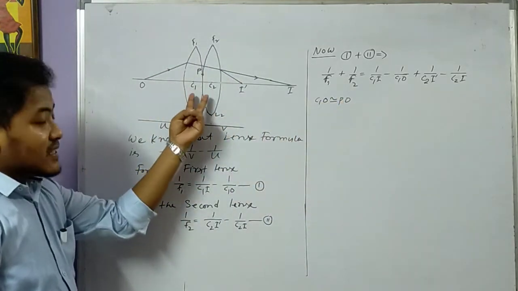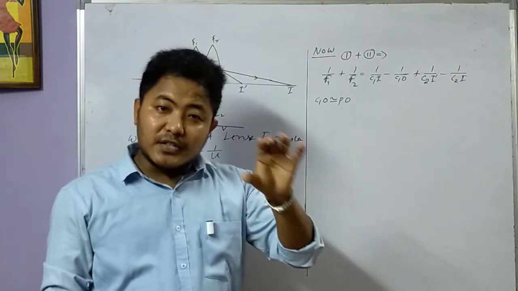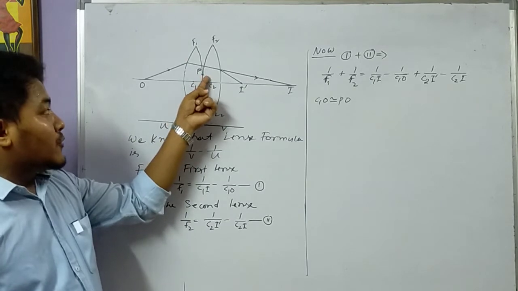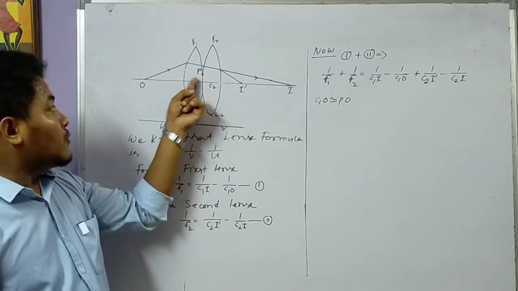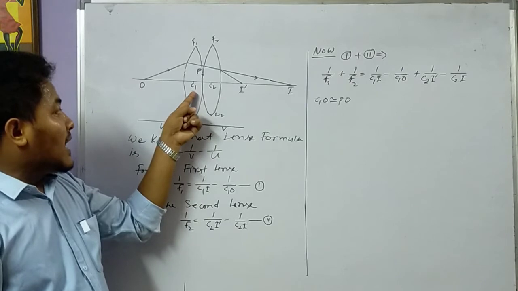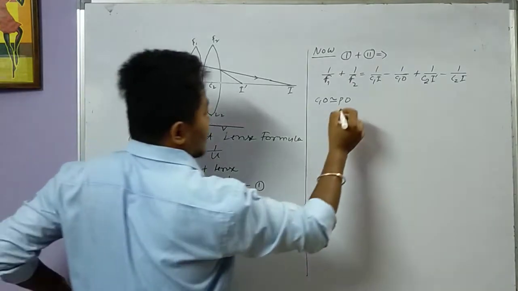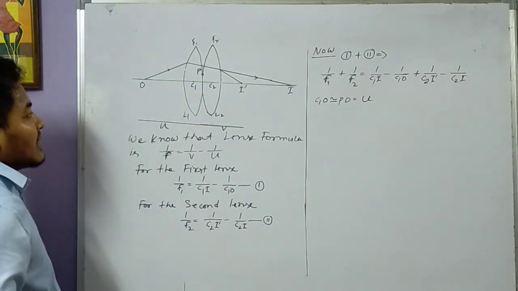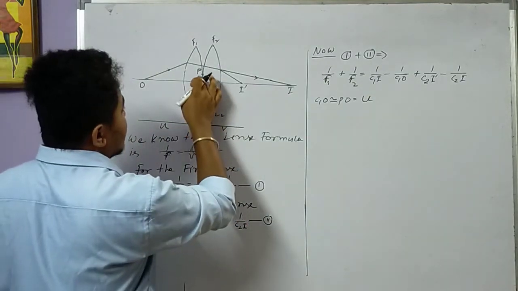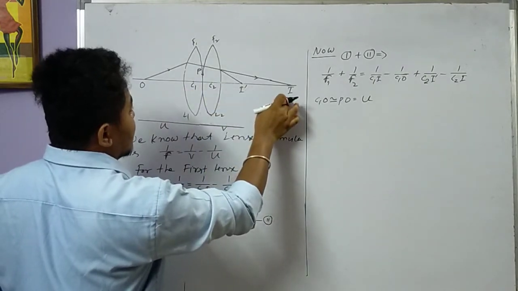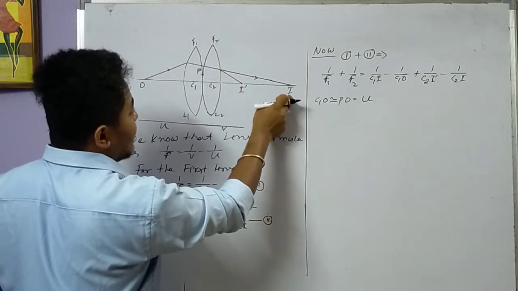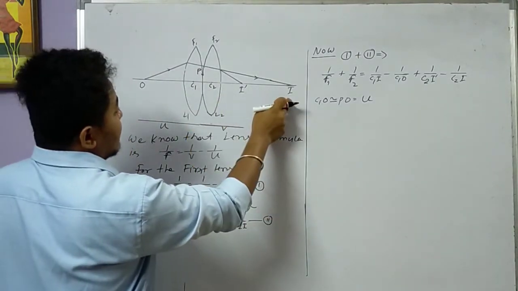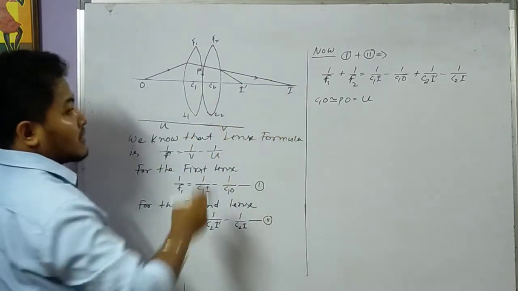Since this lens is going to be too thin, if I take a common point here to measure all the distances, then PO is going to be nearly equal to C1O, and that is going to be your object distance. In a similar case, I can consider that C1I is nearly equal to PI. Is that clear? You can write. And C2I is nearly equal to PI, you can write.